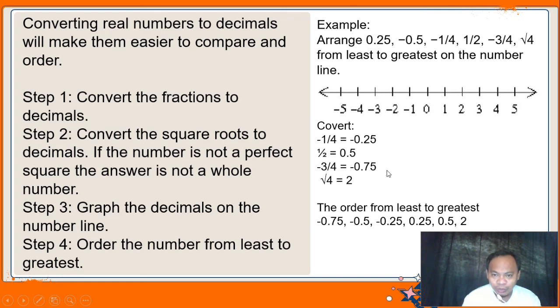Okay, so ito po yung order from least to greatest. Pinaka least value is negative 0.75, followed by negative 0.5, and followed by negative 0.25, and next is 0.25, next is 0.5, and the highest value is 2.